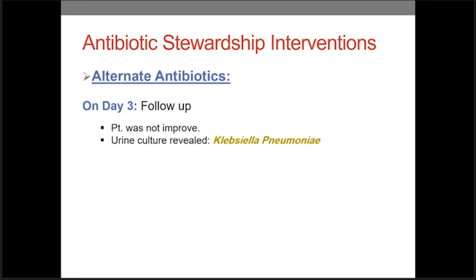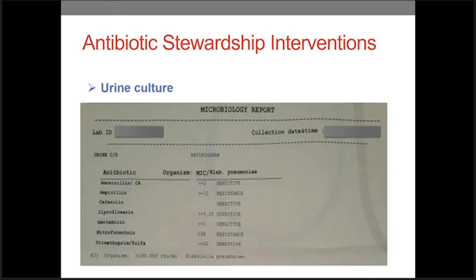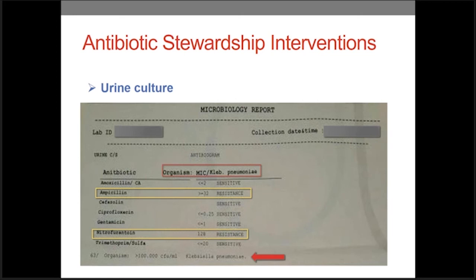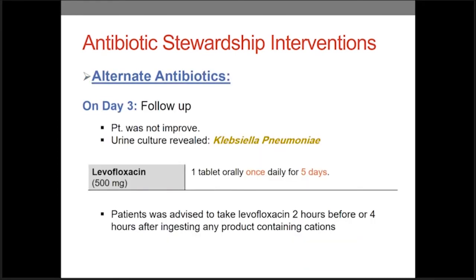So on day 3, when she came to the clinic again, the patient hadn't improved, and the urine culture revealed she has Klebsiella pneumoniae. If we see the urine culture in the next slide, it shows it is sensitive to most of the antibiotics except ampicillin and nitrofurantoin. So we started to give her levofloxacin, 500 milligram, 1 tablet once daily for 5 days. We advised her to take the medication 2 hours before or 4 hours after eating, and not to take it with, for example, multivitamin or calcium, especially because she has a problem with her knees.